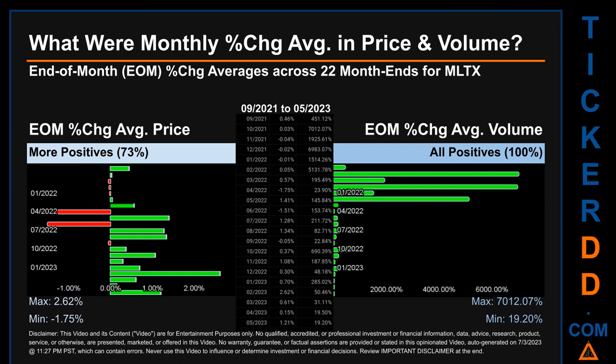Price saw an end-of-month max of 2.62% in average percentage change along with a minimum of minus 1.75%. For volume, the maximum and the minimum monthly percentage change were respectively 7012.07% and 19.20%.